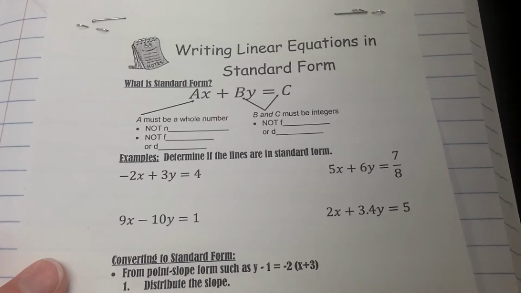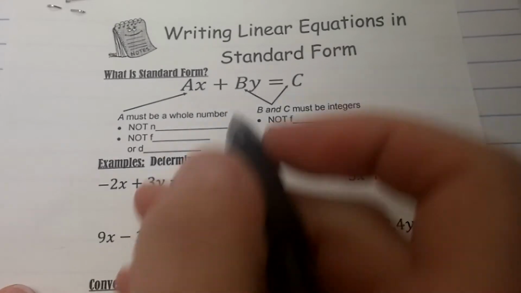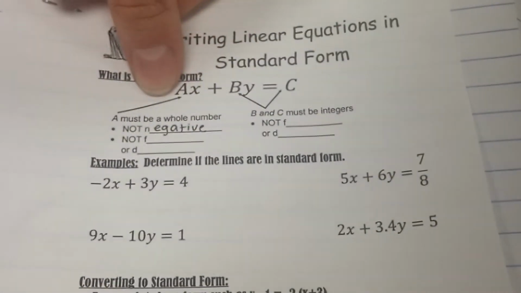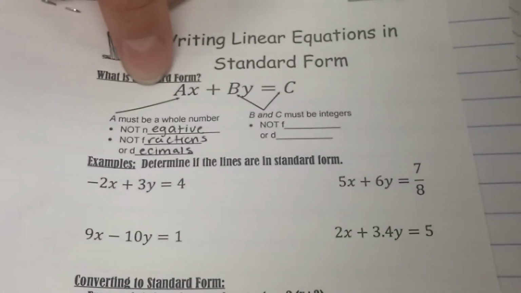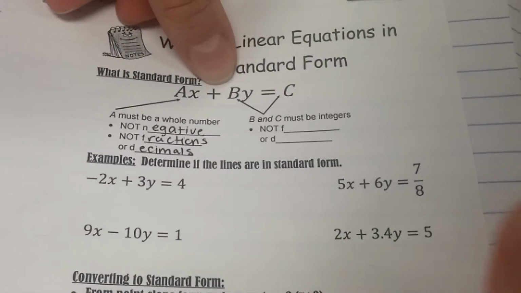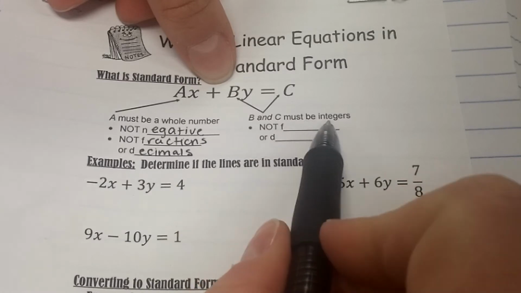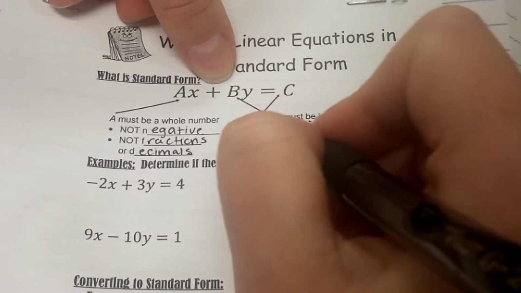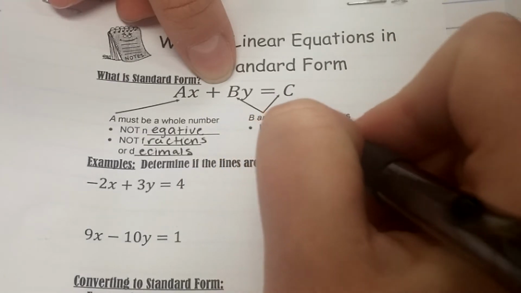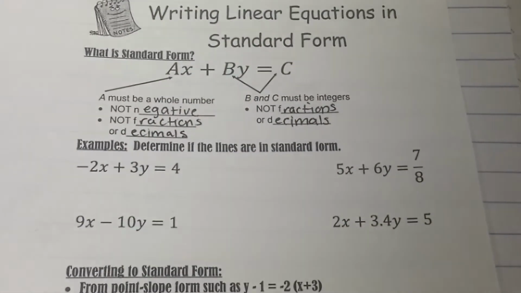So first of all, a must be a whole number, and whole numbers are not negative. They are not fractions, and they are not decimals. B and C also have some constraints, but they can be integers. And integers means that they are not fractions or decimals. However, they can be negative numbers.